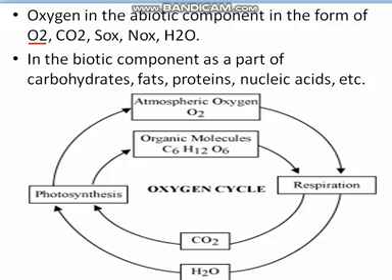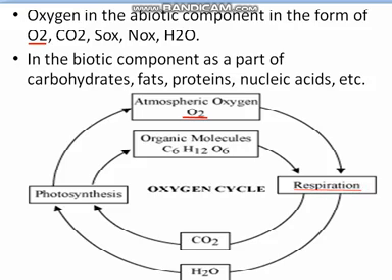So in today's lecture, we will learn about the flow of this oxygen between the two components of the ecosystem, that's the abiotic component and the biotic component of the ecosystem. First of all, let's talk about the atmospheric oxygen. You already know that almost all living organisms need oxygen for the process of respiration.